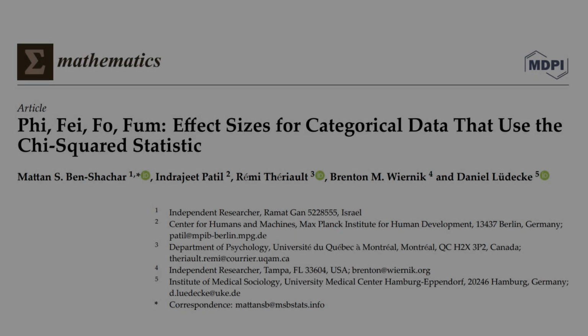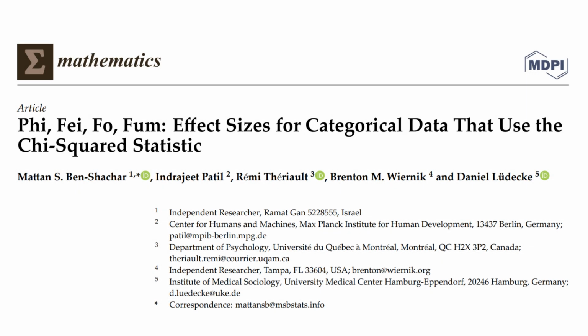Hey there. Ever wished you had a clearer way to understand just how big an effect is in your data, instead of only seeing if it's statistically significant? Well, get ready, because today we're doing a deep dive into a new effect size measure you might have heard of called Phi. Sounds intriguing. It is. We're taking a look at this really interesting research article. It's got a kind of catchy title, actually.